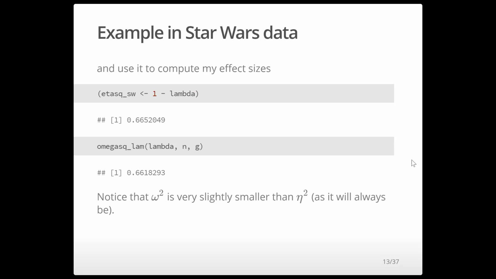And now I can just take 1 minus that to get my eta squared, and I can plug in the lambda, the n I computed, and the g I computed into the function I wrote before for omega squared lambda to get my omega squared. And so notice that the omega squared is a little bit smaller than the eta squared, which it always will be because there's the correction for bias.